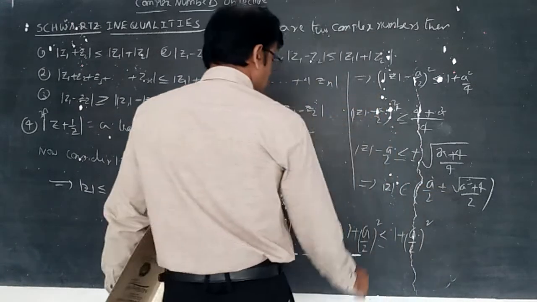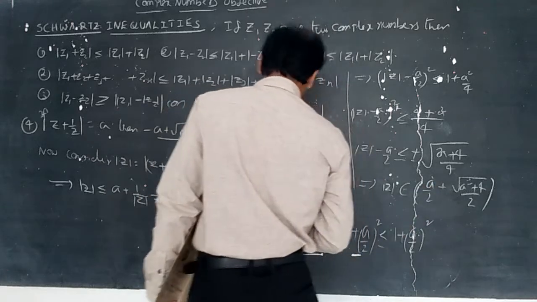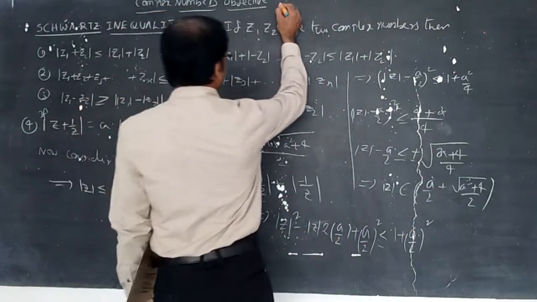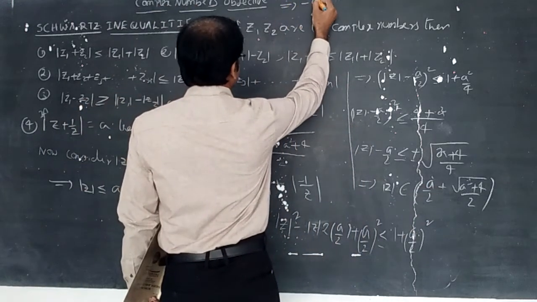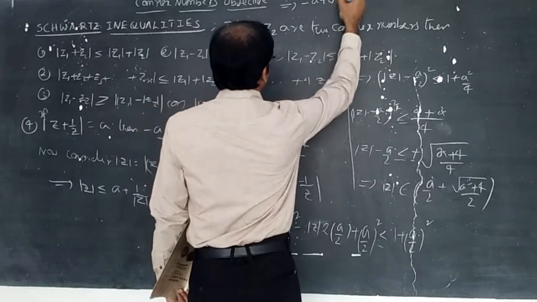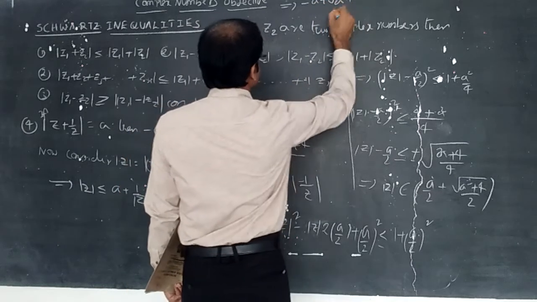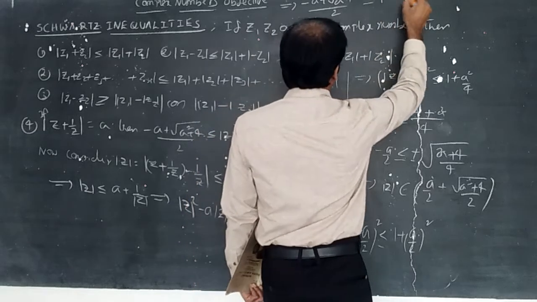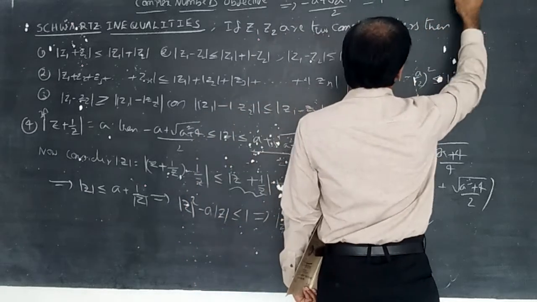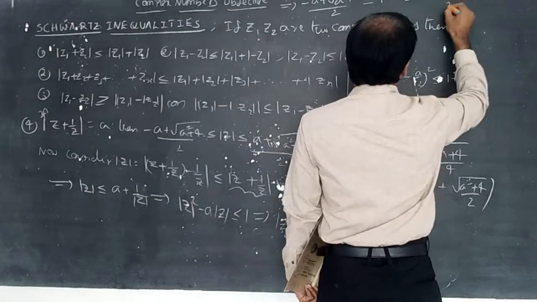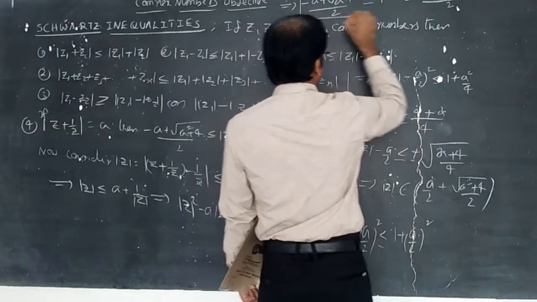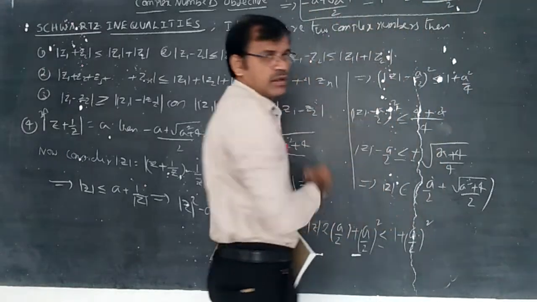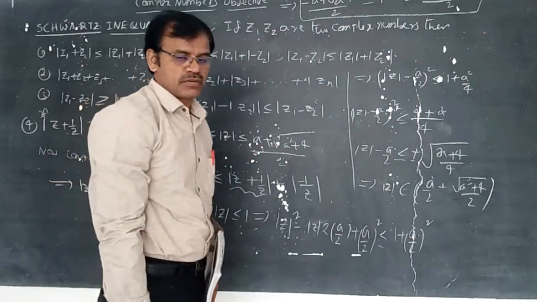Here it is. Next one, plus only take. So that implies we can say here: (minus a plus root of a square plus 4) whole by 2 is less than or equal to modulus of z, which is less than or equal to (a plus root of a square plus 4) whole by 2. This is a property of the modulus of z of a complex number.